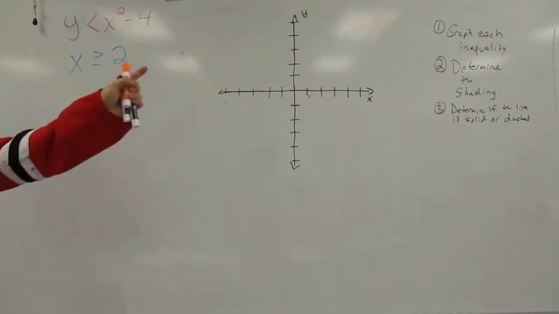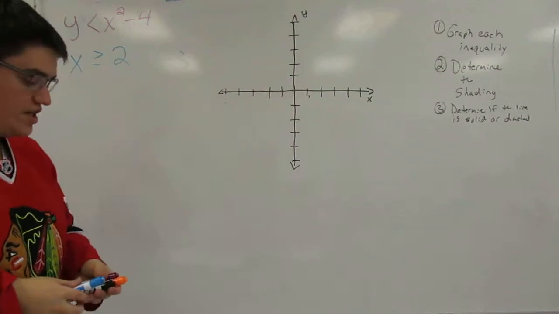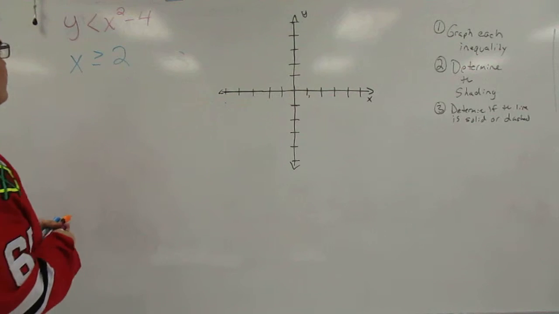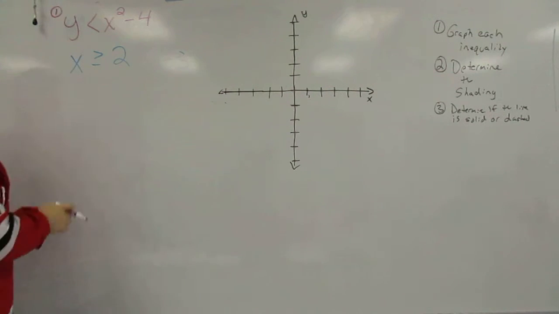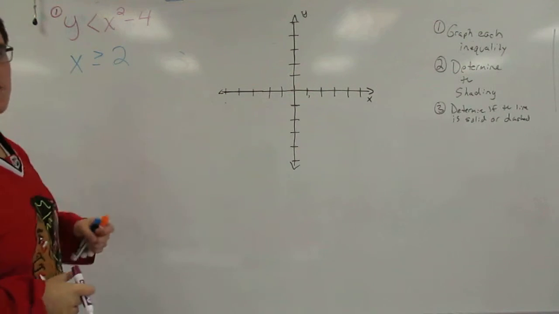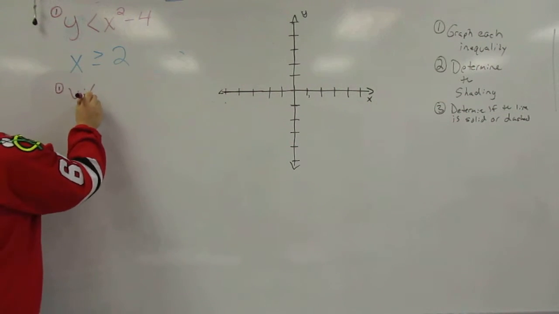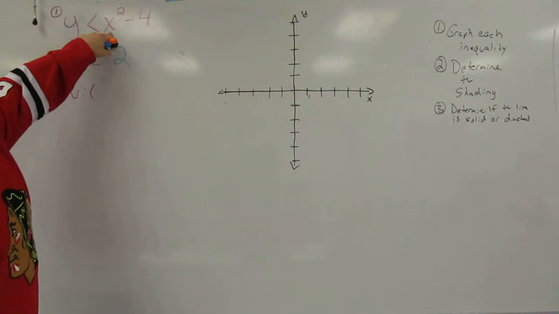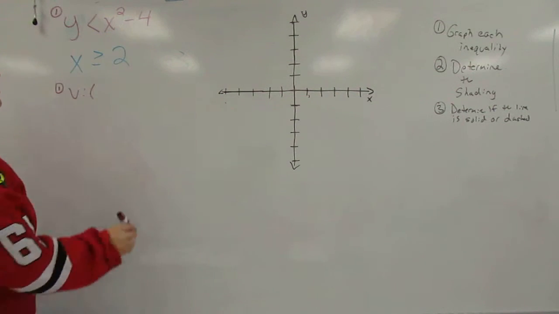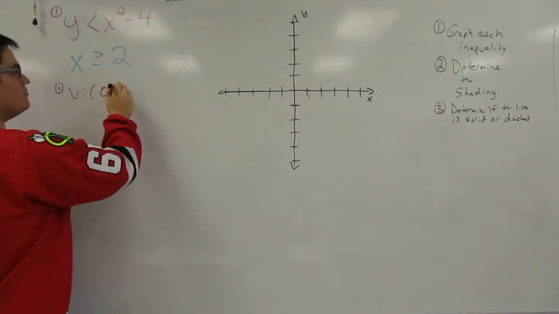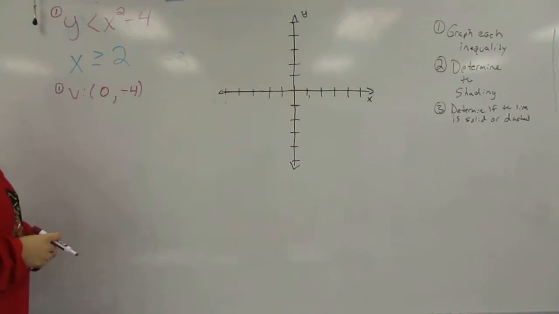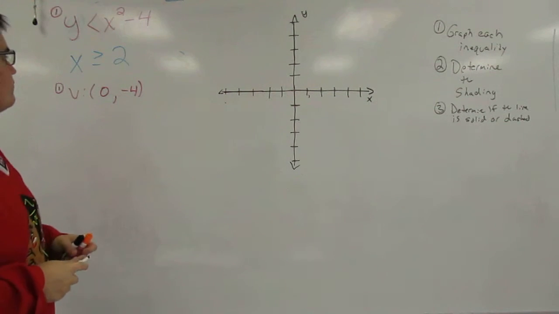Okay, so step one, I want to graph each of these separately. So for the first one, okay, we see that's a parabola. So if I look down here, my vertex, it's pretty much as x minus 0. So my vertex is 0, comma, -4. It's a lot of review how to graph those.